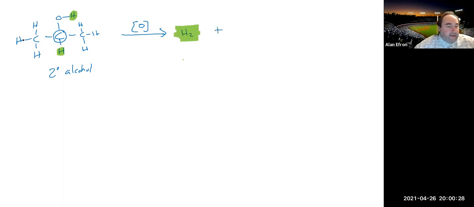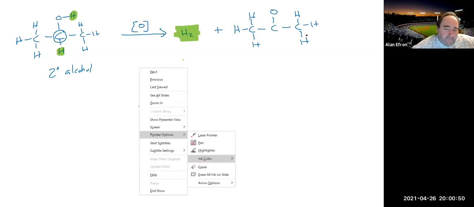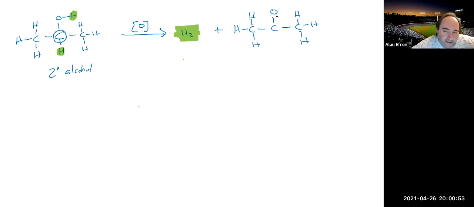And what about the rest of it? Everything's going to be exactly the same. We're going to draw it exactly element for element, except again, we're going to remove those two hydrogens. So we end up with something like this. And just like what we did in the previous one with a primary alcohol, we need to then finish it off by taking our carbon-oxygen bond and turning it into a double bond. We have now gone from a secondary alcohol to what is known as a ketone.